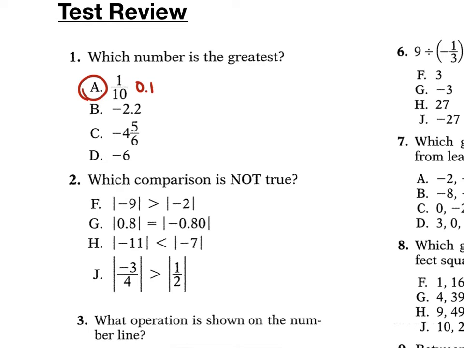For 2, it asks which comparison is not true. F says the absolute value of negative 9 is greater than the absolute value of negative 2. That's 9 is greater than 2. That's true. For G, we have the absolute value of 0.8 is equal to the absolute value of negative 0.8. That's 0.8. That's also true. For H, we have negative 11. The absolute value of negative 11 is less than the absolute value of negative 7. That says 11 is less than 7, which is not true. So H is our answer.